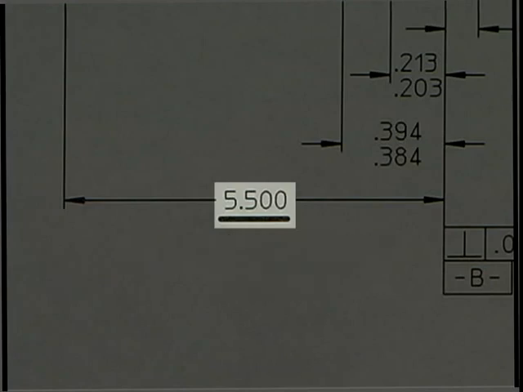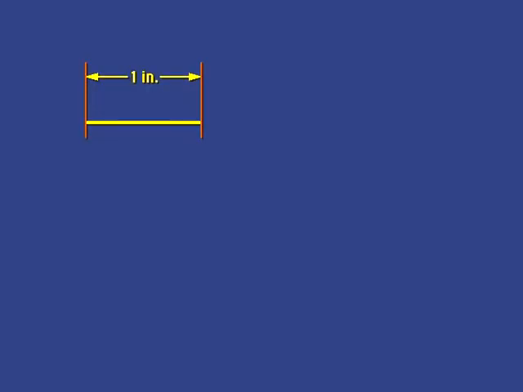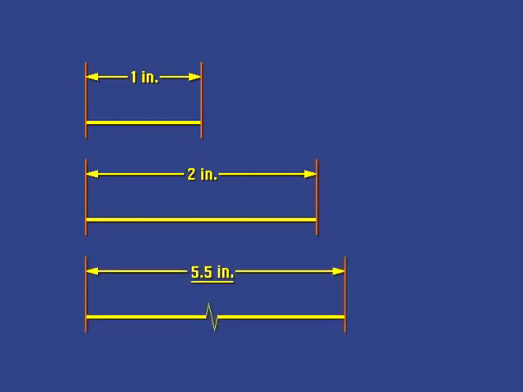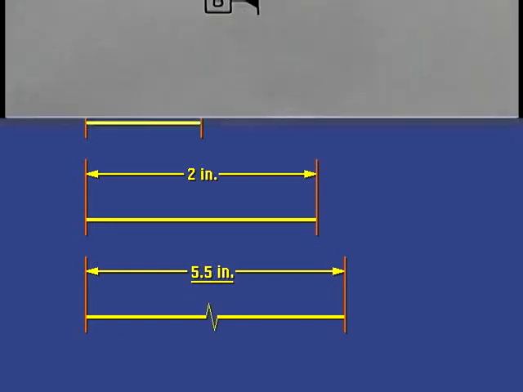For features to be drawn to scale on a print, it is necessary that each feature have the same proportion. For example, a line identified as 1 inch on the print will be half as long as a line identified as having a size of 2 inches. Therefore, this 5.5-inch feature is not drawn to scale with other features on the print.